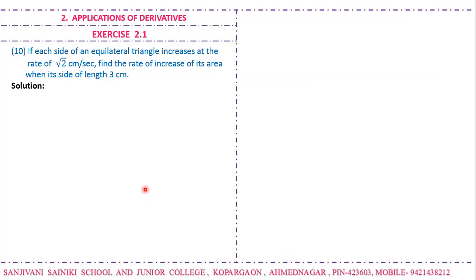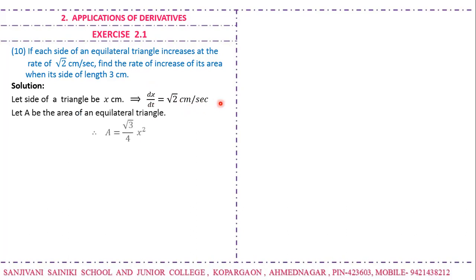If each side of an equilateral triangle is increasing at the rate of root 2 centimeter per second, find the rate of increase of its area when its side is of length 3 centimeters. Let the side of the triangle be x. Okay, the triangle is having the side x centimeter. So the rate of increase of its side is root 2. So dx by dt is root 2 centimeter per second.